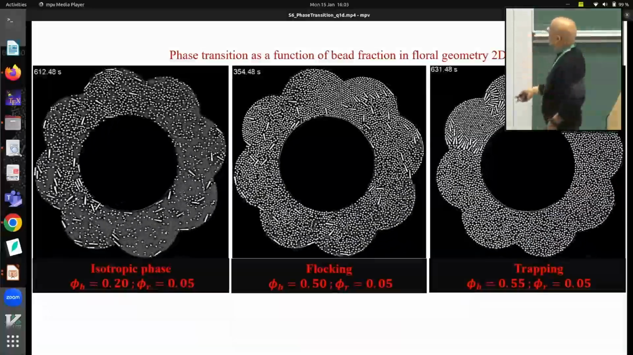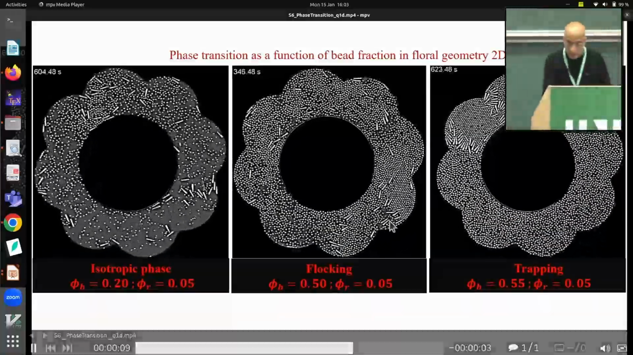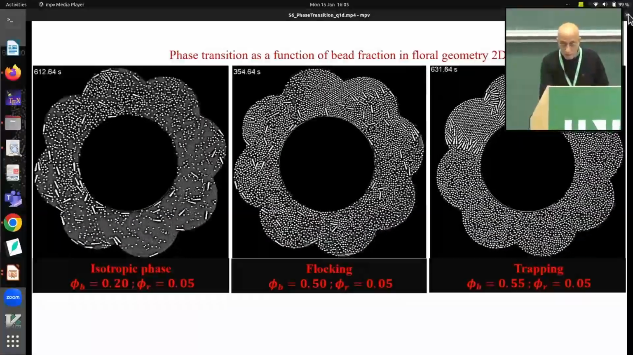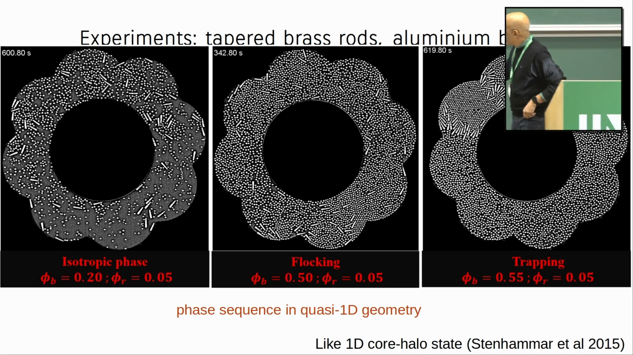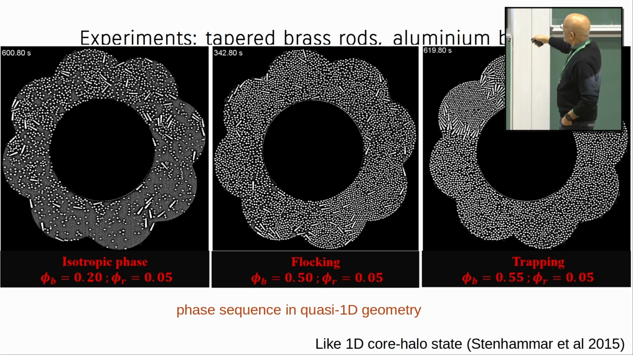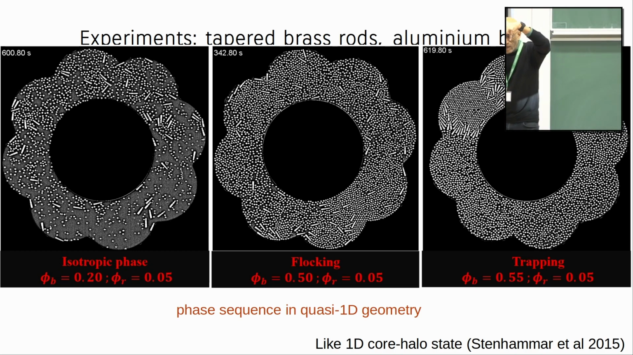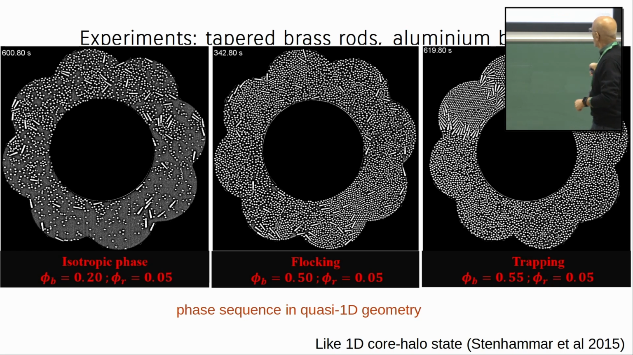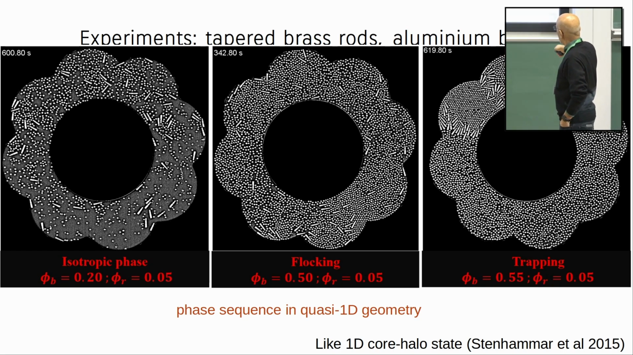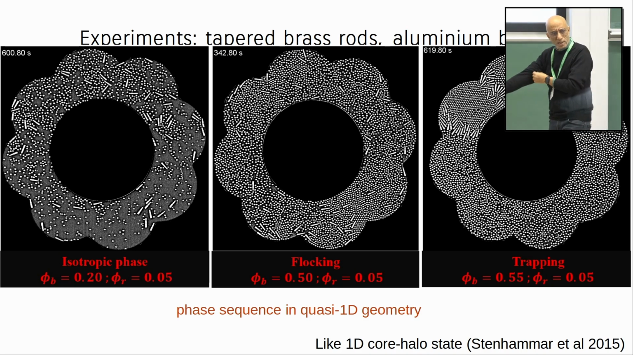So you get something that's a lot like this class of phenomena of active particles condensing a passive core that has been seen. This is Mike Cates, among others, on this work. And this is, if you like, a kind of 1D analog of that state.